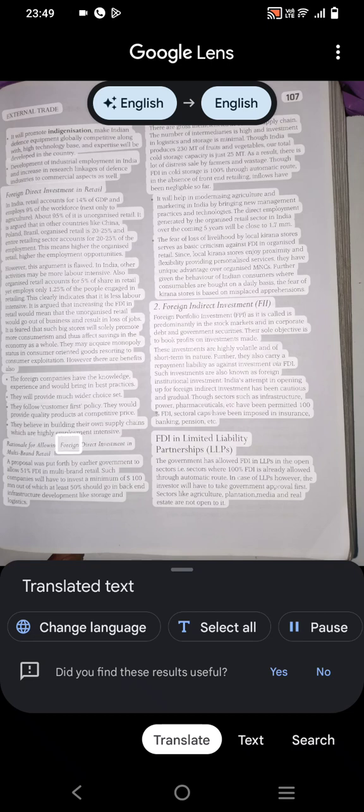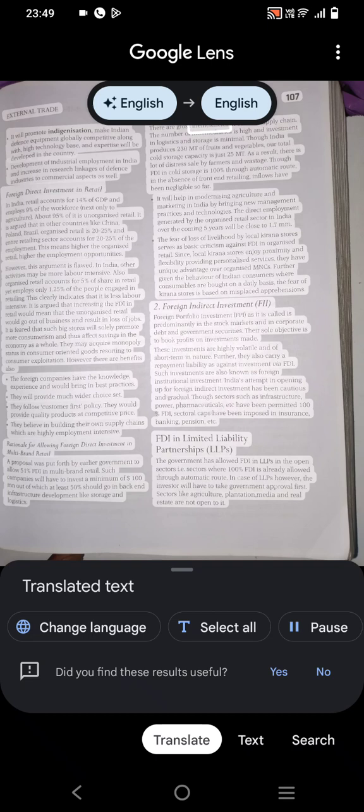Rationale for allowing foreign direct investment in multi-brand retail. A proposal was put forth by the earlier government to allow 51% FDI in multi-brand retail. Such companies will have to invest a minimum of $100 million, out of which at least 50% should go in back-end infrastructure development like storage and logistics.